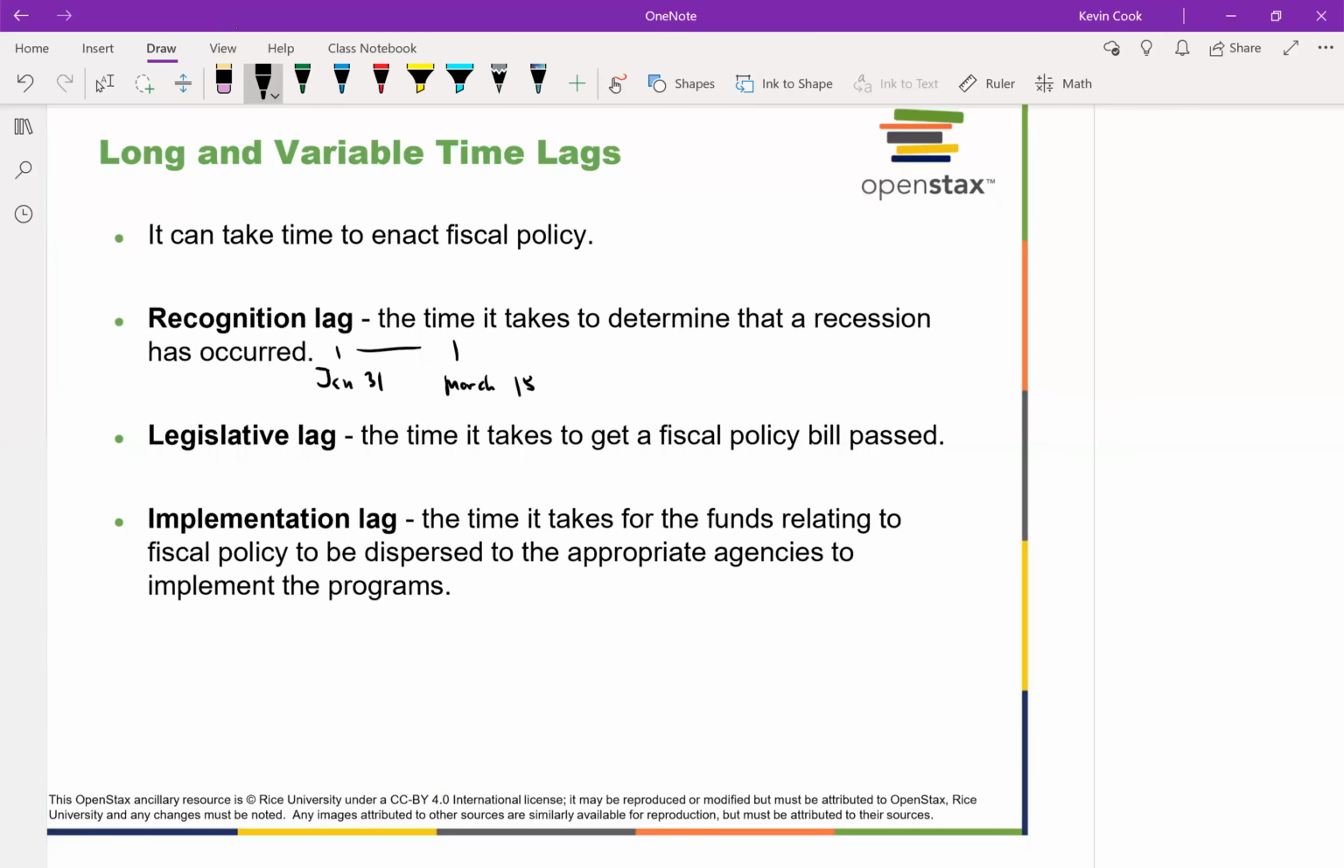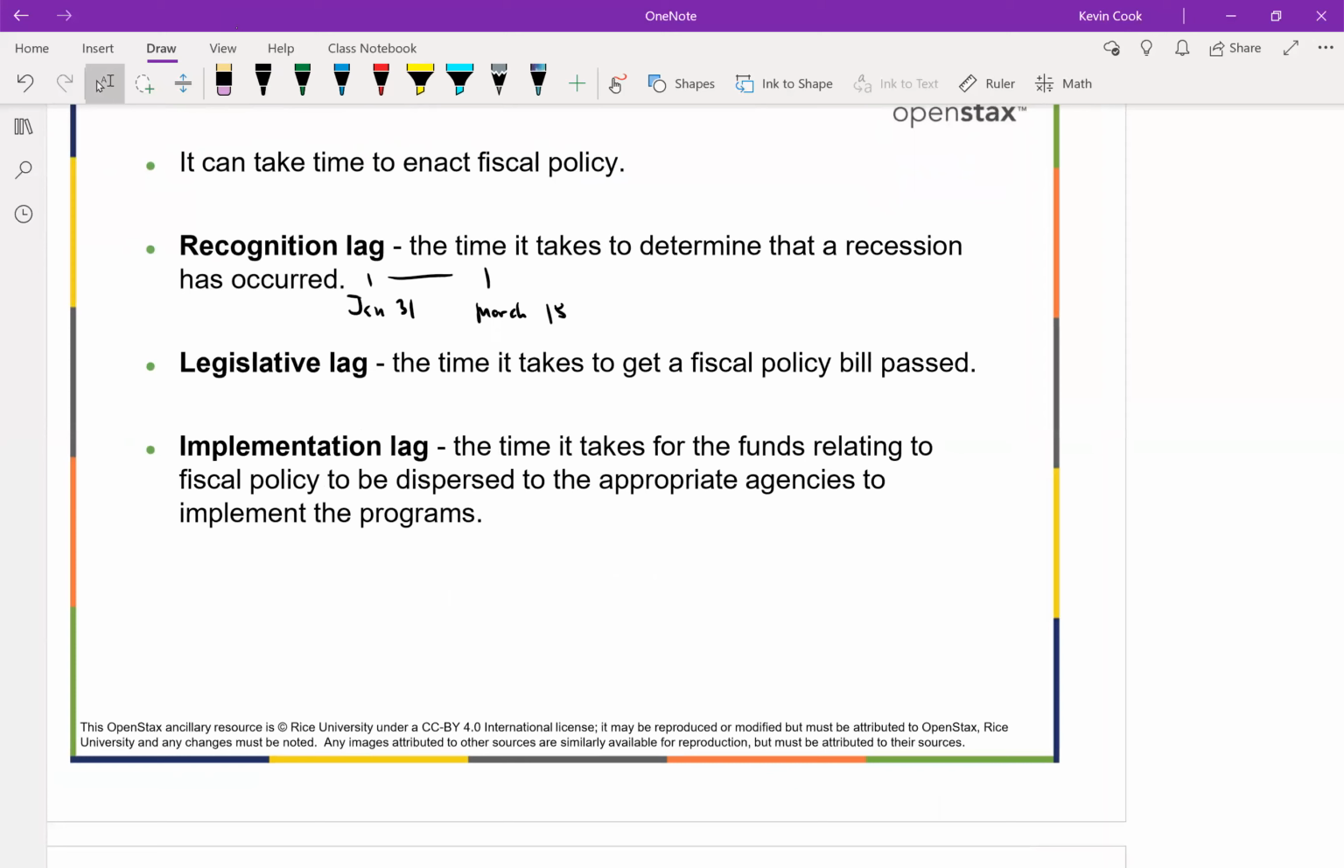So we have that recognition lag. But then after the recognition lag, our policy needs to get through Congress, right? So it takes time. Our bill has to get passed. It has to go from the House to the Senate to the president. And like right now, we have a split House and Senate. That is, the House is Democrat, Senate's Republican. So in order for a piece of legislation to get through, it has to be something that will go through both parties, right?